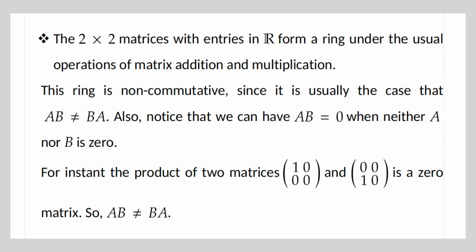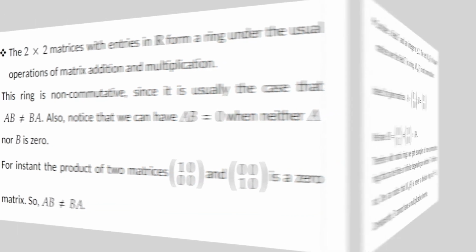The 2 by 2 matrices with entries in ℝ form a ring under the usual operations of matrix addition and multiplication. This ring is non-commutative since it is usually the case that AB is not equal to BA. Also notice that we can have AB equal to 0 when neither A nor B is 0. For instance, the matrix product of the matrices [1 0; 0 0] and [0 0; 1 0] is the 0 matrix, that is, AB is not equal to BA.